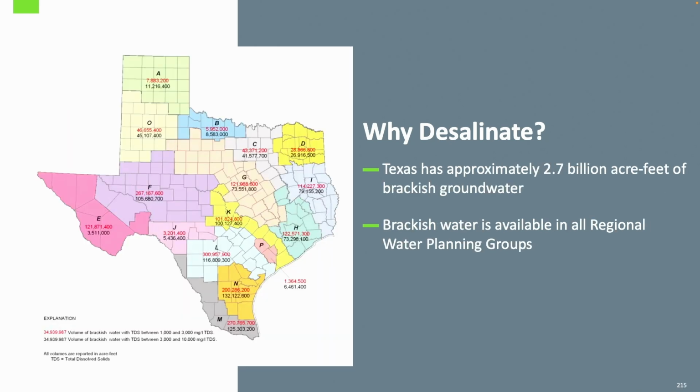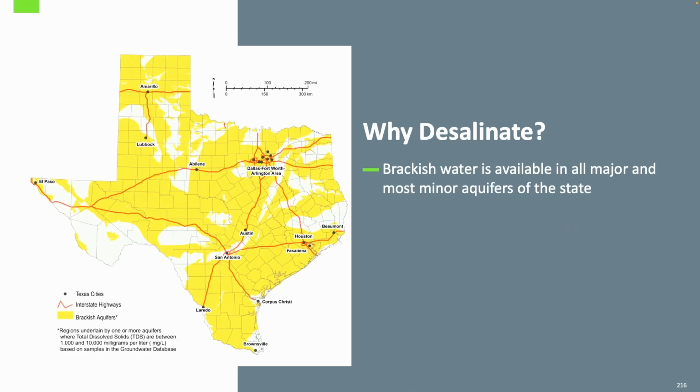Why desalinate? Now, there's 2.7 billion acre feet of brackish groundwater in Texas, which is fairly easily accessible, as you'll see in a couple of slides coming up. The brackish water is available in all regional planning groups. Brackish water is available in most major and minor aquifers in the state of Texas.